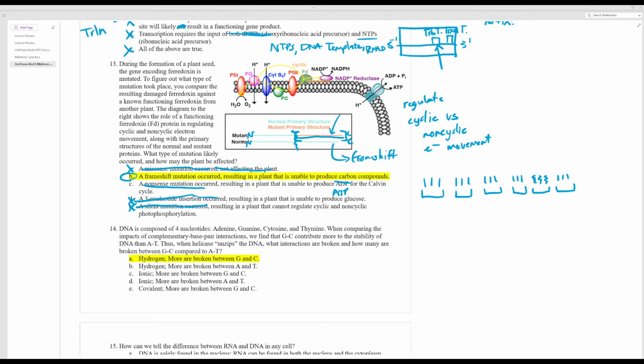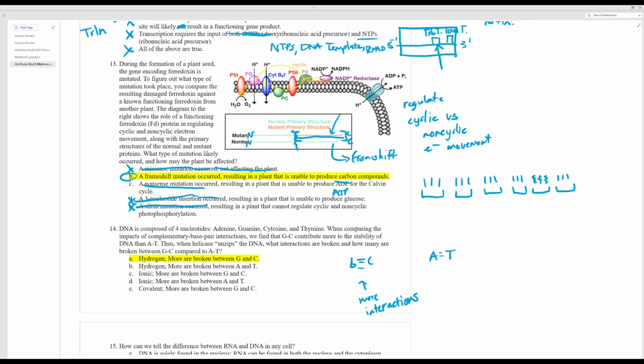When comparing the impacts of complementary base pair interactions, we find that GC contribute more to the stability of DNA than A and T. If the GC interaction is contributing more to the stability of DNA than A to T, well, that likely means there's more interactions taking place, right? Remember, more interactions tend to be more stable. So the GC base pairing has more interactions than A and T. Now, you could memorize that G and C have three hydrogen bonds between them versus A and T has two. But you actually did not need to memorize that for this question, right? By setting it up for you, I was testing you on, do you remember your stability rules and why interactions exist?